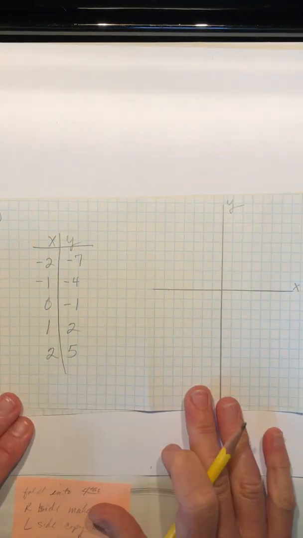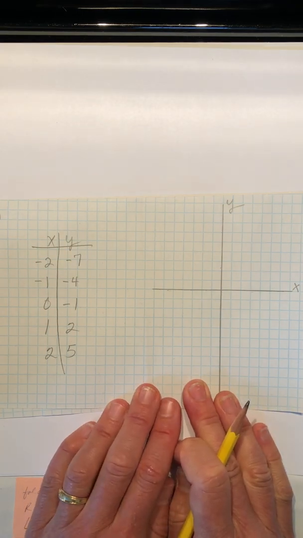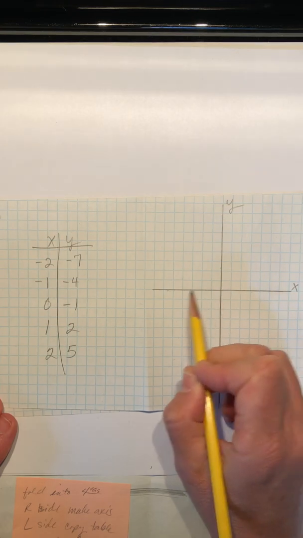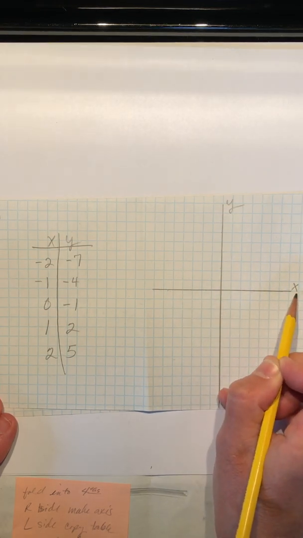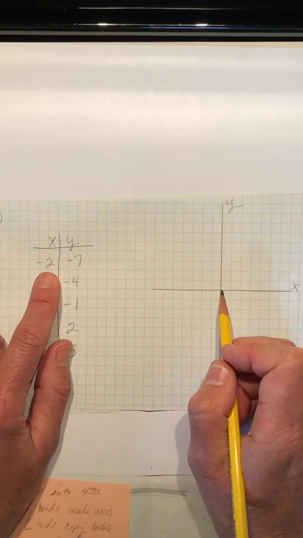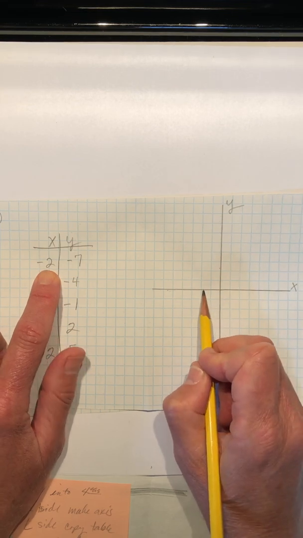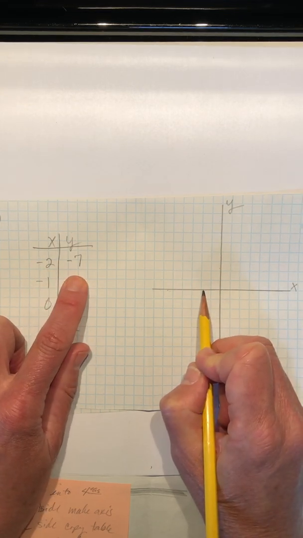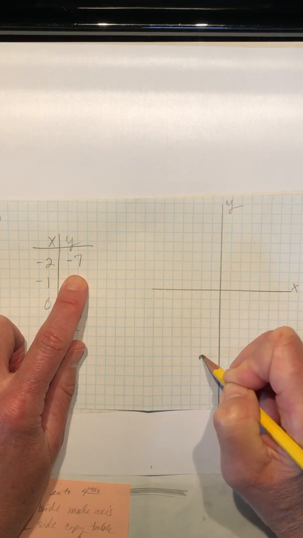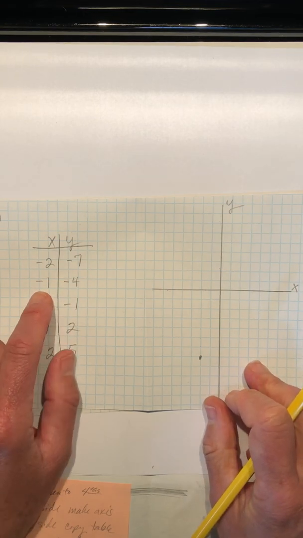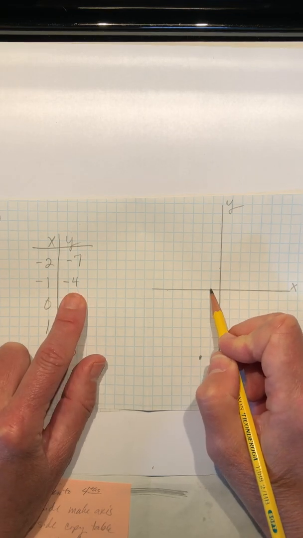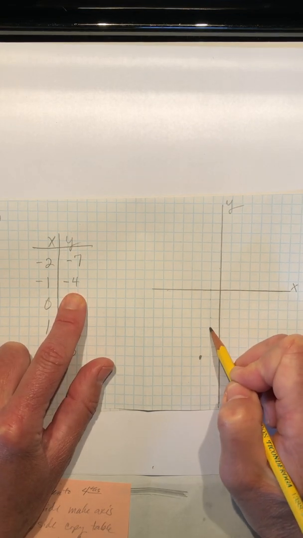All right, so let's go ahead and plot these. -2, -7. So a negative run. Remember, this is just a number line. Positive numbers to the right, negative numbers to the left. So -2 is a -2 run. 1, 2. And -7 means I'm jumping down. 1, 2, 3, 4, 5, 6, 7. Now I'm ready for -1, -4. I'm running -1. I'm jumping -4. 1, 2, 3, 4.